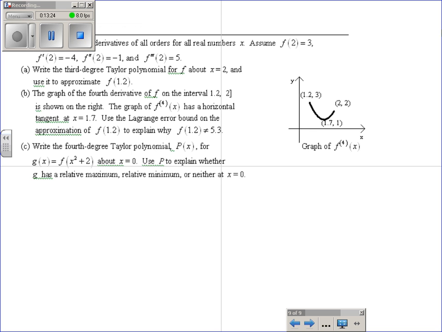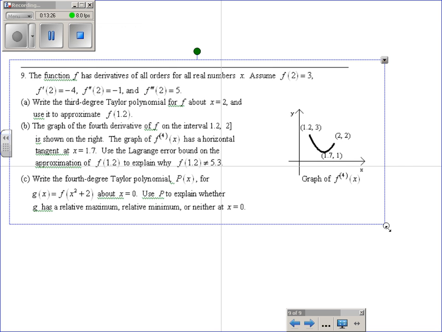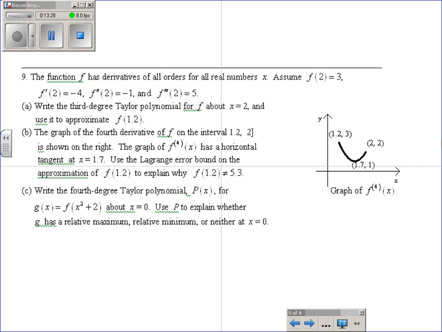Okay, and lastly, for review 1, we have the derivatives of a function given to us, right? The third degree Taylor polynomial. So that's pretty simple. You just start off with 3, and then minus 4x, and then minus 1x squared over 2 factorial, which is just 2, plus 5x cubed over 3 factorial. Use this to estimate f of 1.2, which just entails plugging it into your calculator. And so for time's sake, I'm not going to do that.